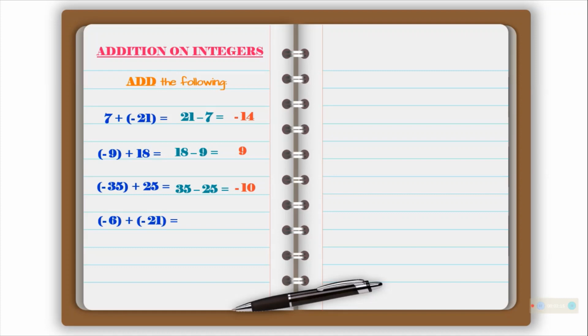Negative 6 plus negative 21. Since they have the same sign, we will add 6 plus 21 and then copy the common sign, which is negative. So negative 27.